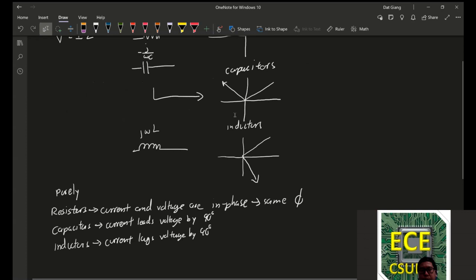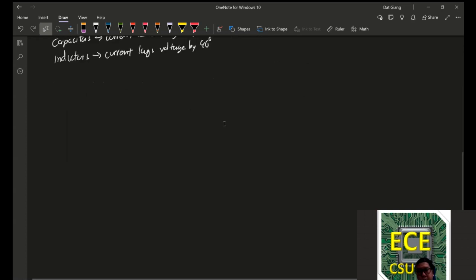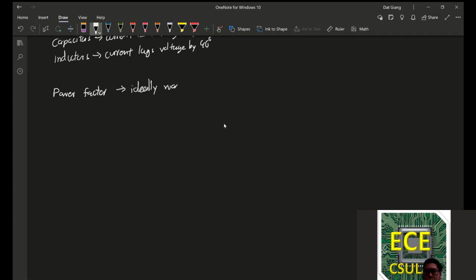Now, why would we want to care about these phasor diagrams? Because they tell us something we want to care about later on called power factor. Later on, we'll talk about power and the different types of power associated with power factor. And in one of these, you ideally want in-phase systems, because this is how you basically limit the amount of current that is absorbed by capacitive or inductive elements.